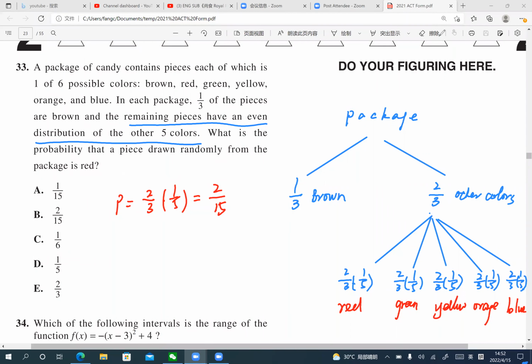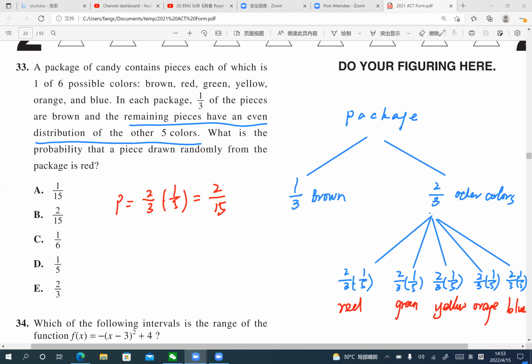Question 33. A package of candy contains pieces, each of which is one of 6 possible colors: brown, red, green, yellow, orange, and blue. In each package, 1/3 of the pieces are brown, and the remaining pieces have an even distribution of the other 5 colors. What is the probability that a piece drawn randomly from the package is red?